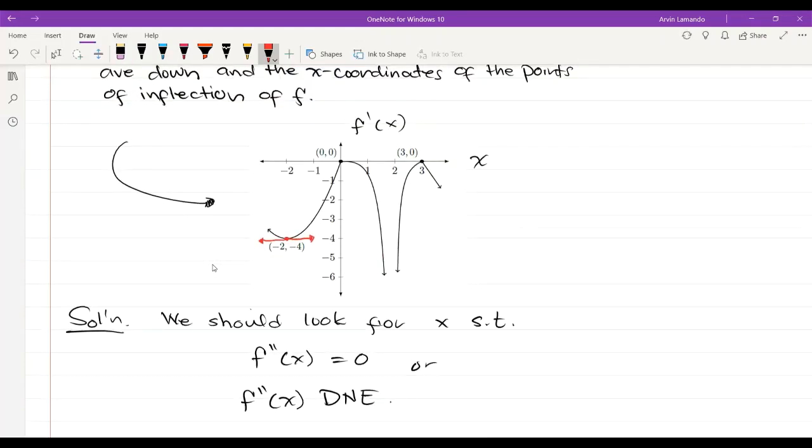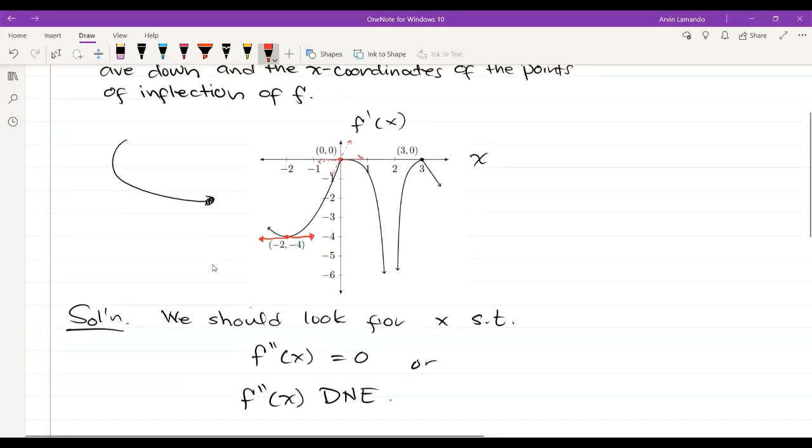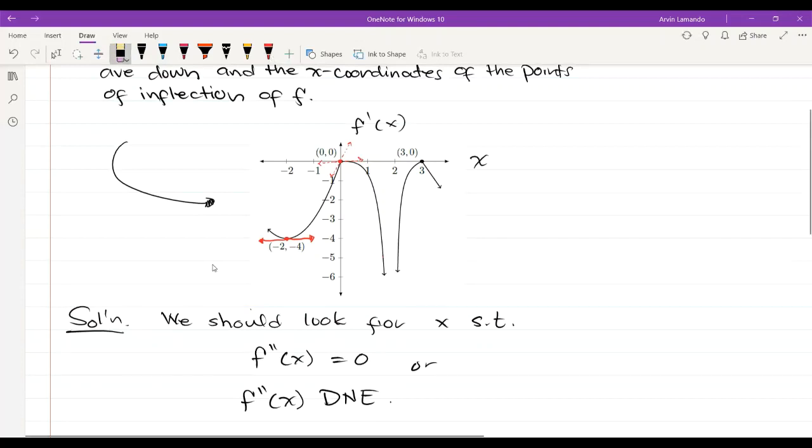Now let us look at x equals 0. There is a sharp turn at x equals 0. So as we can see, the tangent line is undefined. We don't really know what the tangent line is at this point. Therefore, f double prime of 0 does not exist. Therefore, it's one of the possible points of inflection.